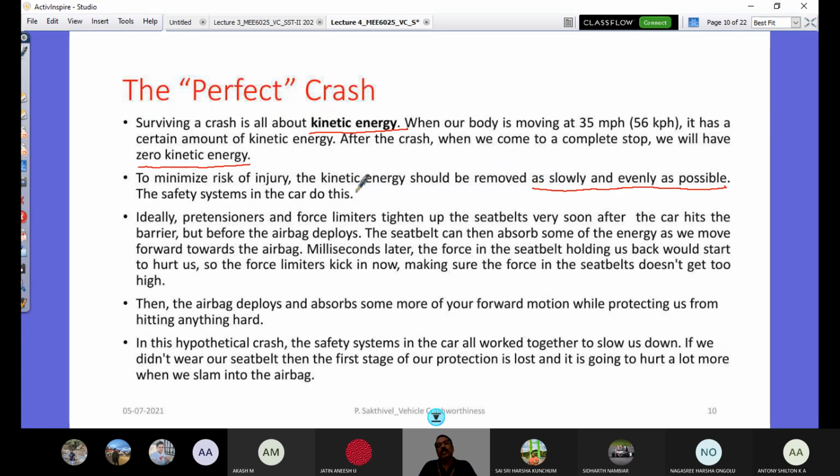So how has this been achieved? The vehicle crashes and the energy from the crushing of the vehicle enters the human, and that has to be prevented. See, for a perfect crash, there should not be any energy entering the human occupant. So how would that be possible? The frontal portion crushes as slowly and evenly as possible, and that would be taken care of by the crumple zone.